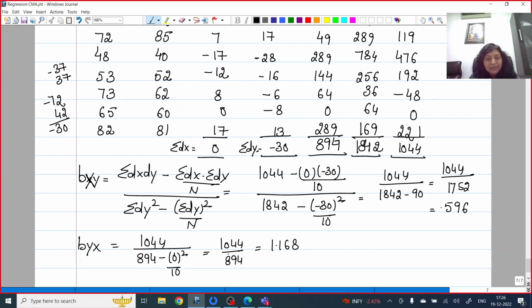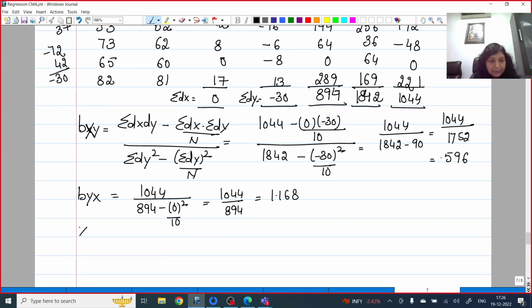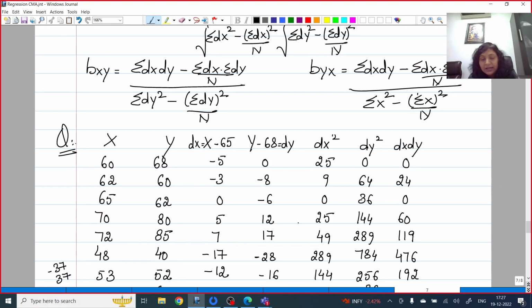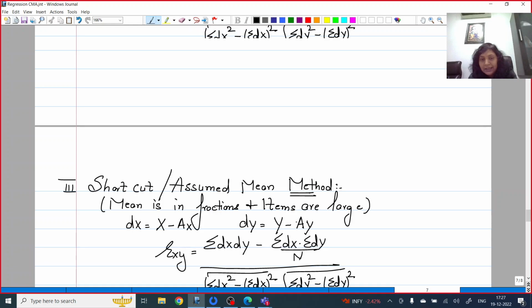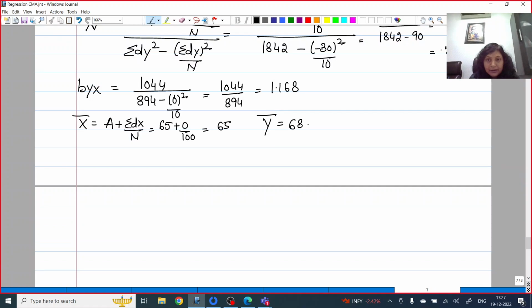Now we can easily find the equations. For that, first we have to find the mean of the x series and y series. The x mean is a plus summation dx upon n. We can use the same shortcut method formula. So a is 65 plus 0 upon 10. That means the mean of the x series is 65. And the mean of the y series, a is, I think we have taken 68. Yeah, 68. So our value is 68 minus 30 upon 10, which will again be 65. So the mean of both the series is 65.